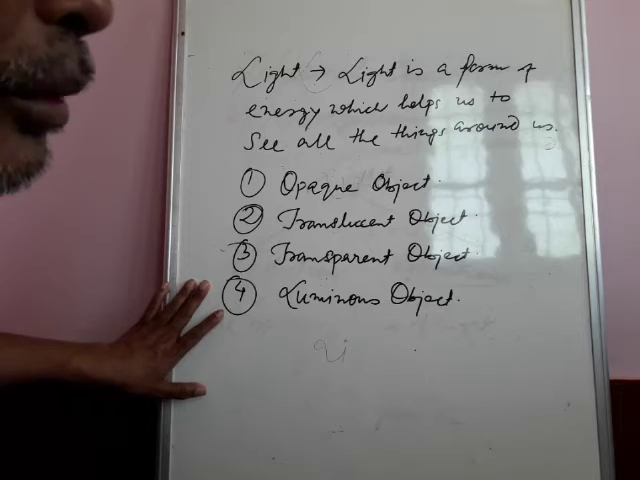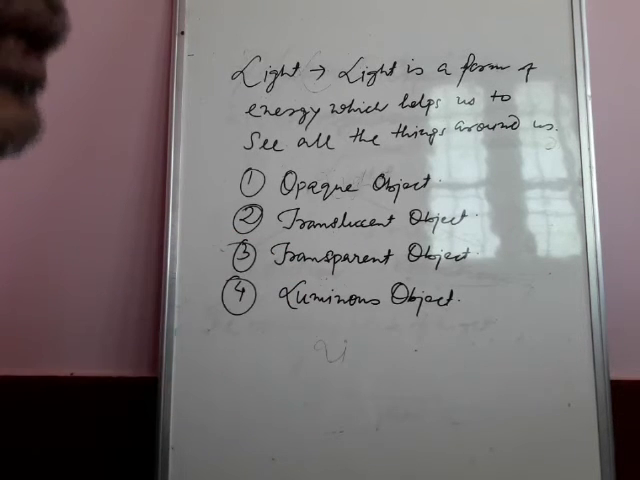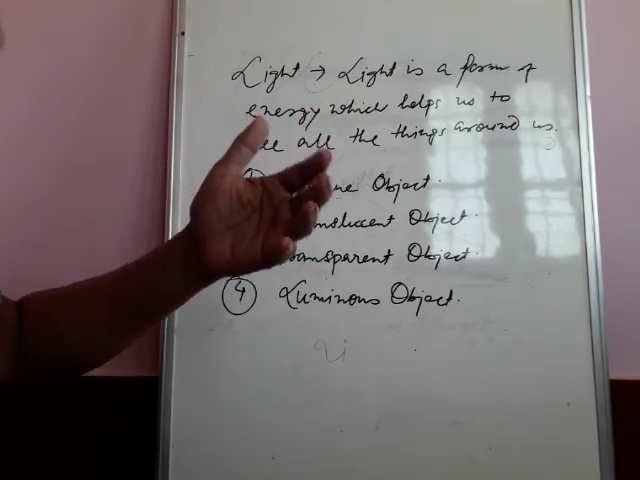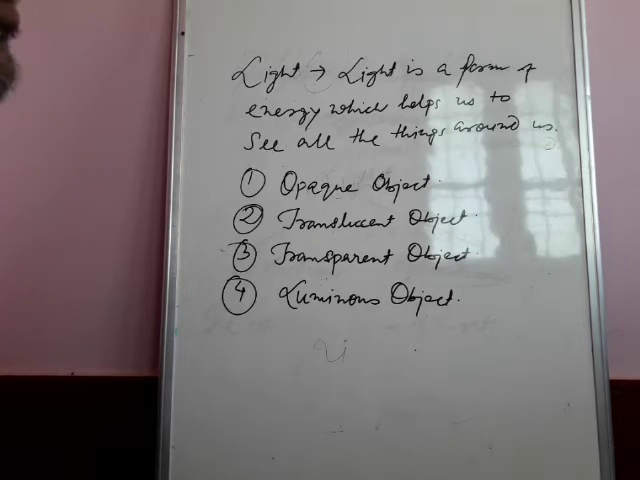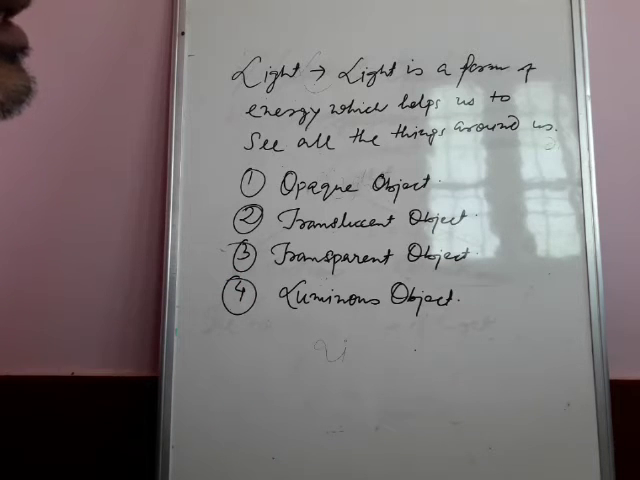Now, luminous objects. Objects which emit light of their own. Emit light means those objects which can produce light. Those are called luminous objects. Examples: the sun, the torchlight, the bulbs which we use at home. These are all examples of luminous objects.